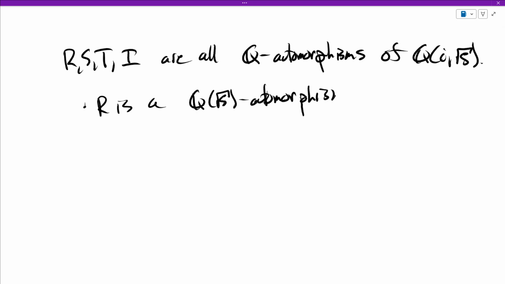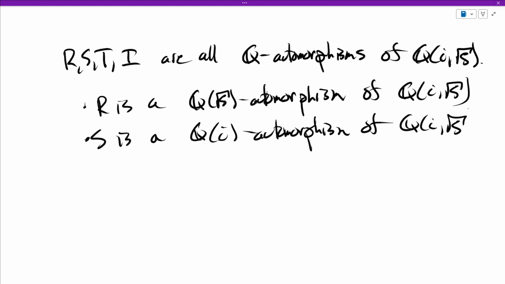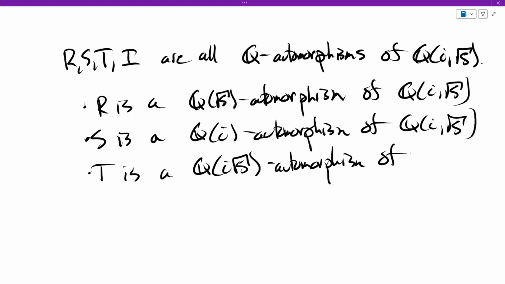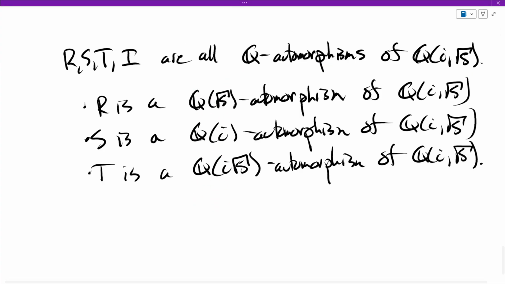It actually fixes more than Q, so it is an automorphism of Q adjoin i root 5 fixing more. S is a Q adjoin i automorphism of Q adjoin i root 5. And T fixes Q adjoin i times root 5, which is like root negative 5. So actually we can be even more precise here. Now, at the end of the day, we're going to be looking for Q-automorphisms, so this is all we're going to want. But it's important to get a little bit comfortable with this language. So we also can view them as automorphisms that fix larger fields as well.